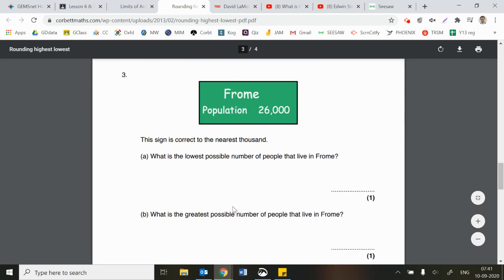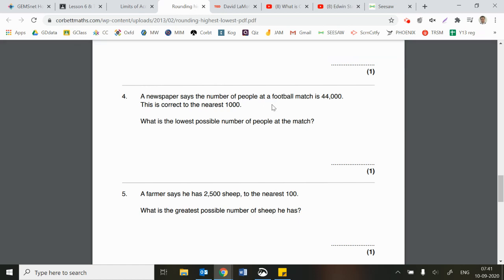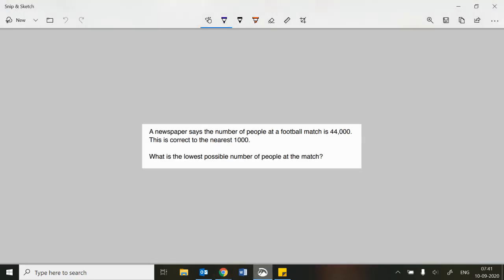If we look at question number 4, it says a newspaper says the number of people at a football match is 44,000. This is correct to the nearest 1,000. What is the lowest possible number of people at the match? So we've got a number which has already been rounded off, and the actual number of people at the football match could be more or less than that.